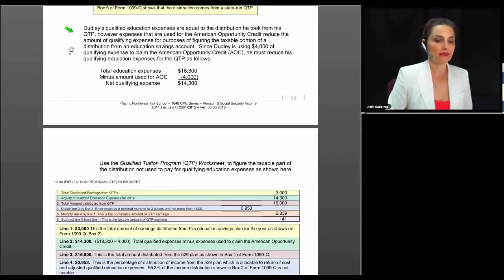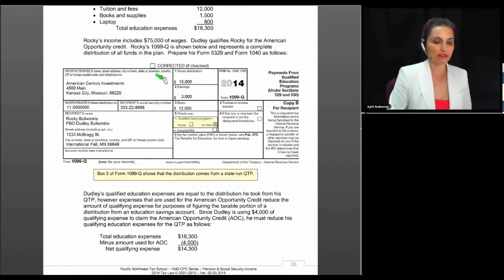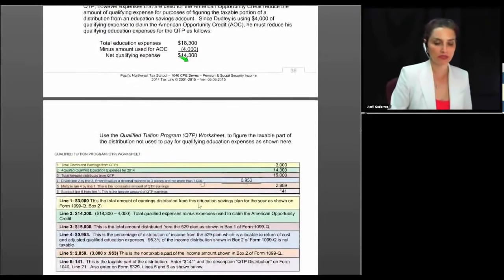Since Dudley is using $4,000 of qualifying expense to claim the American Opportunity Credit, he's going to need to reduce his qualifying education expense from the QTP as follows. He's going to take $18,300 of qualified education expense, and he's going to subtract out $4,000 that is used to calculate the American Opportunity Credit. That leaves him with a net qualifying expense of $14,300. And if we bump up here, we'll see that the gross distribution is $15,000. Since the distribution is more than the qualifying expense, some of the distribution is going to be taxable.